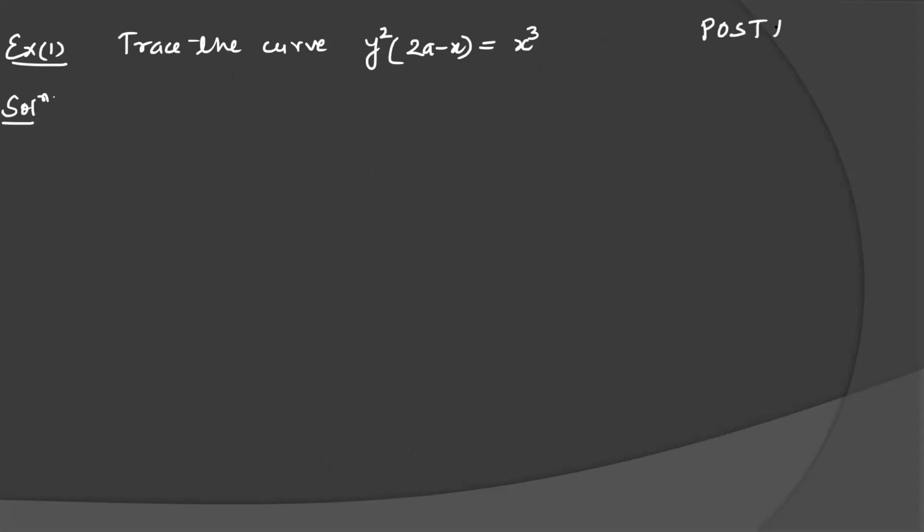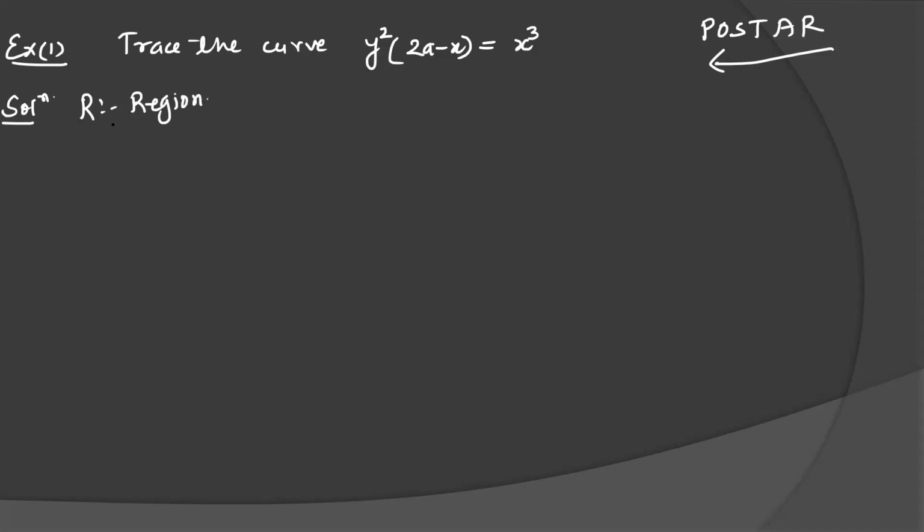Example 1. Trace the curve y square into 2a minus x equal to x cube. Let's see the solution. In curve tracing, I would like to follow the poster in reverse order. If you follow the poster in reverse order, tracing will be very easy. You find the region first.